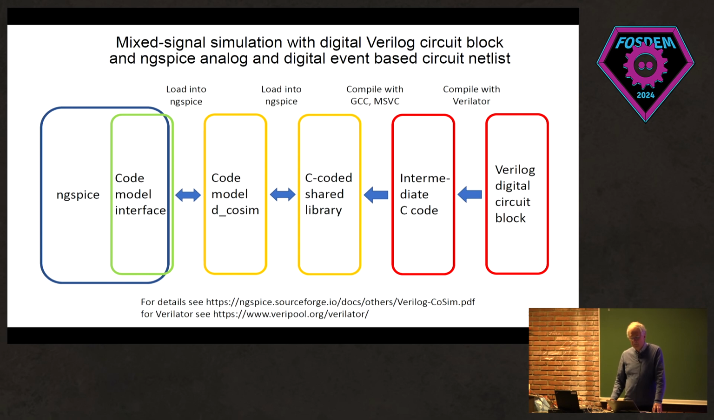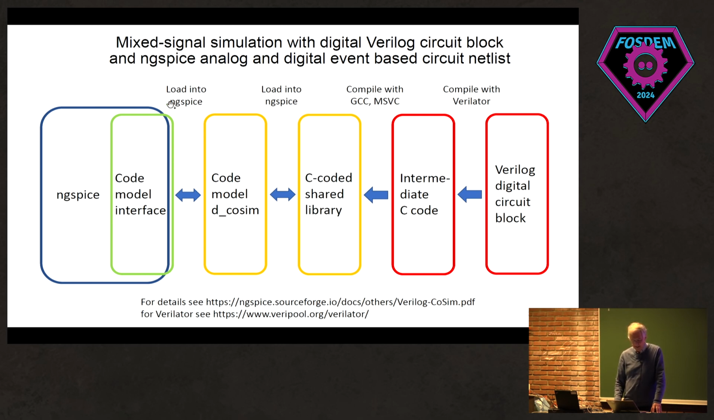We allow digital Verilog circuit blocks into NGspice. It looks a little bit more complex, but isn't that complex. We have a Verilog digital circuit block. We compile this with the open source compiler Verilator into some intermediate C code. Then we compile this intermediate C code with some C templates in addition, which are constant, always the same. We compile it with GCC or MSVC into a C-coded shared library, and this shared library is read by NGspice.